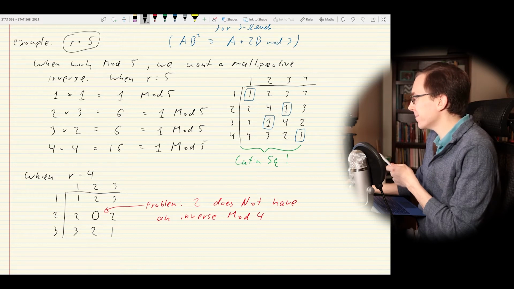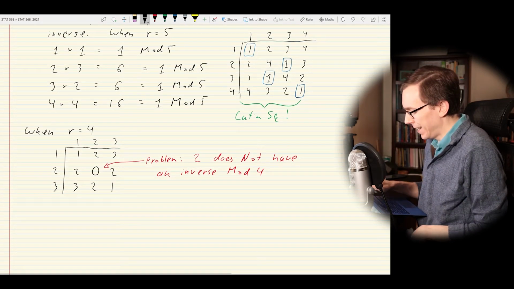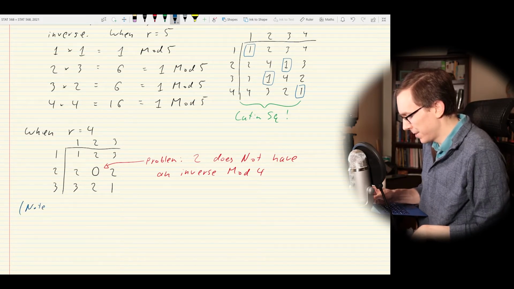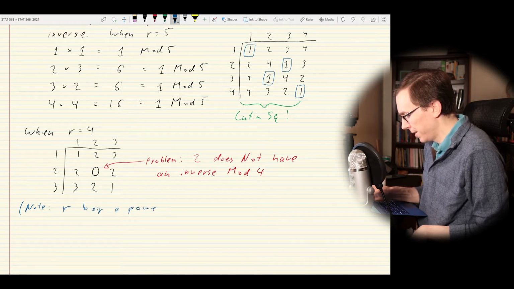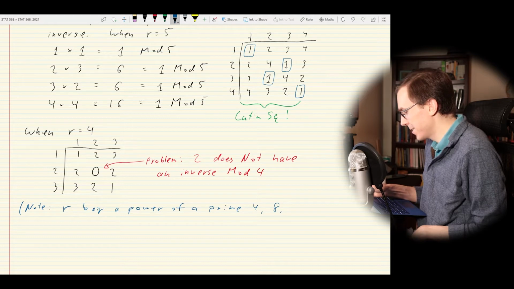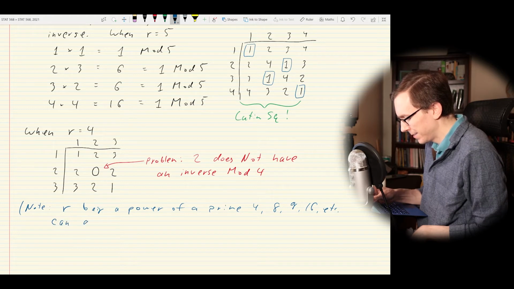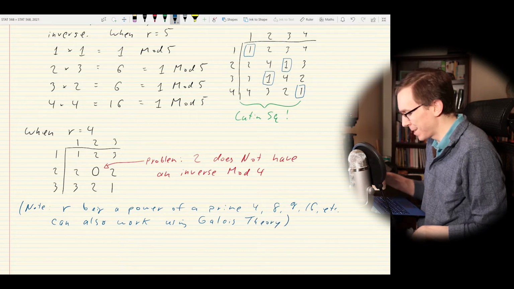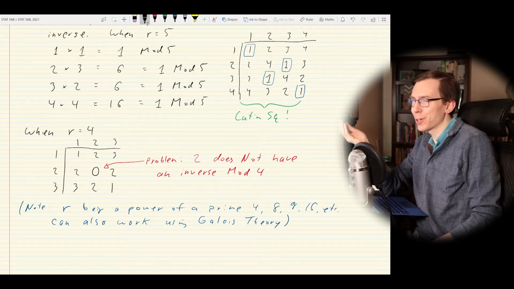I should point out that R being a power of a prime, like 4 or 8 or 9 or 16, etc., can also work using something called Galois theory, which we are definitely not going to discuss in this course. But it's kind of fun to throw out some math jargon there, or terminology, I guess.